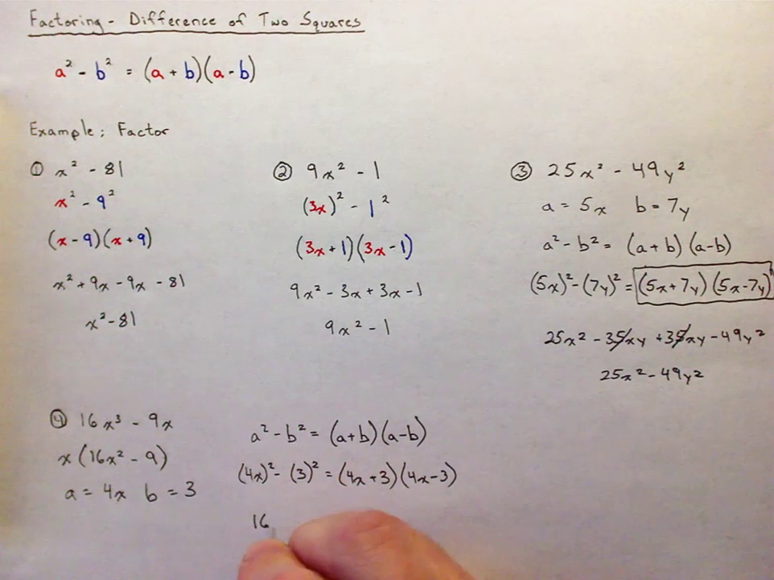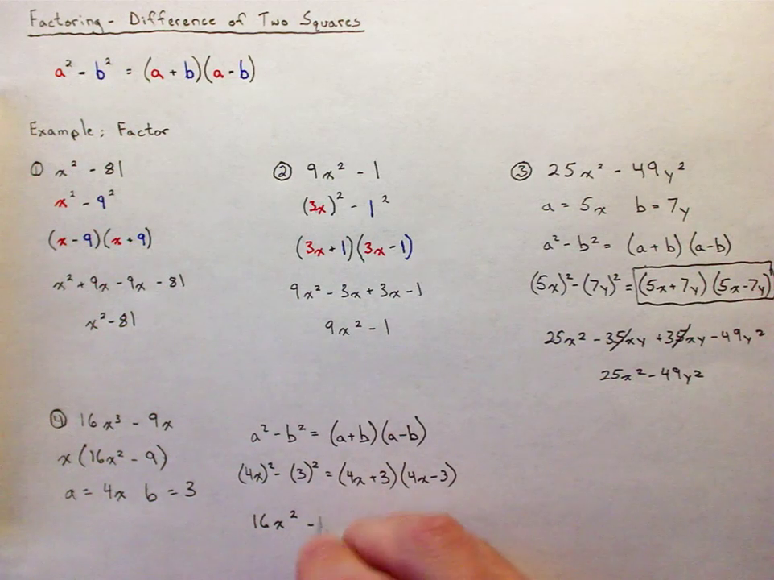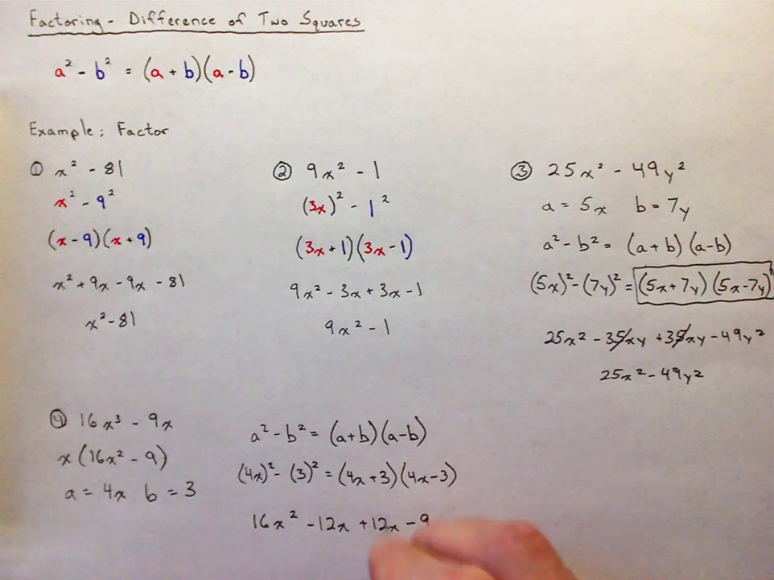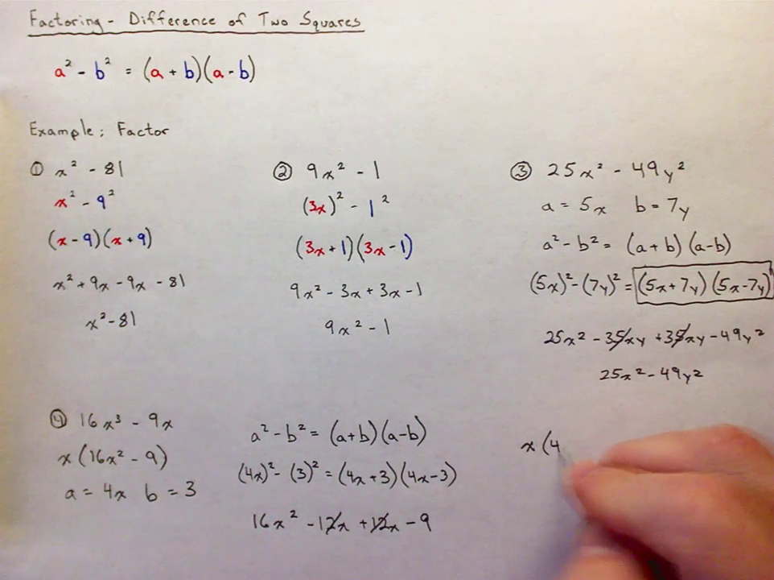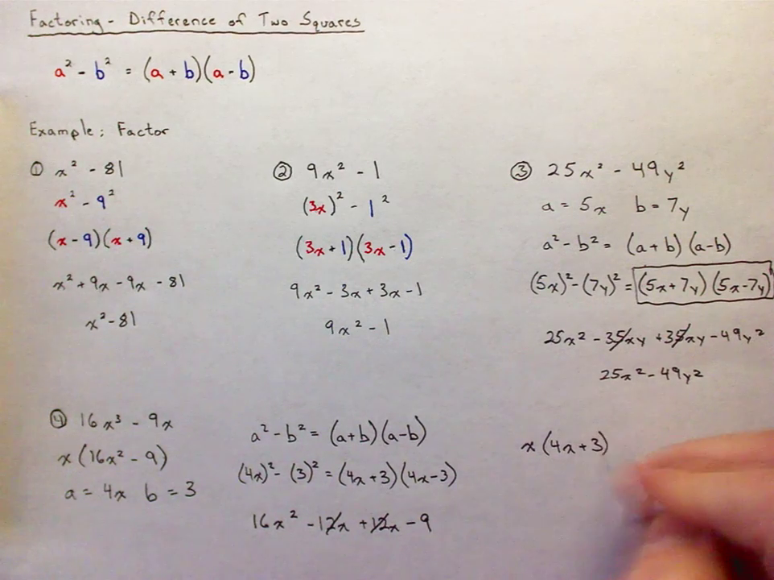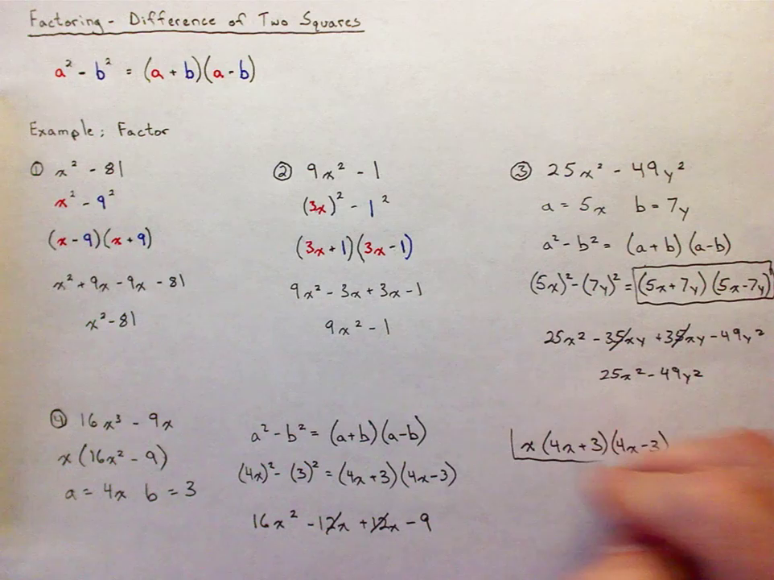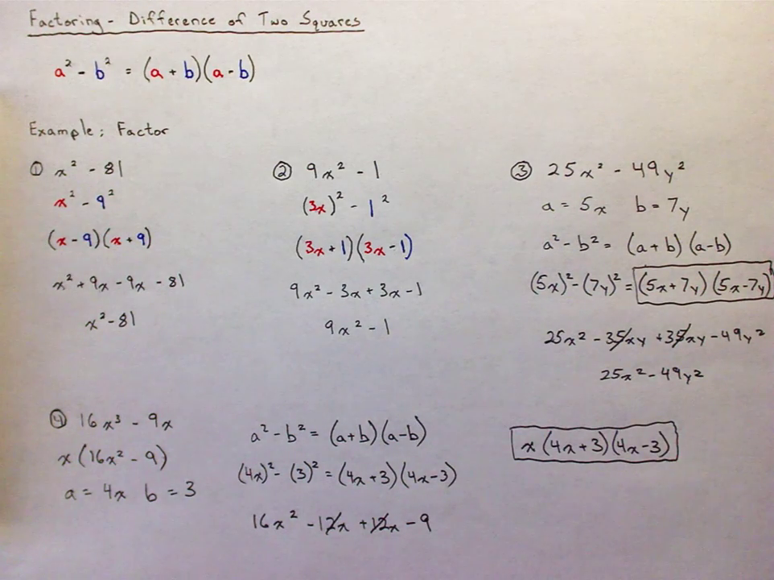Let's check. 16x squared minus 12x plus 12x minus 9. Those cancel. So there's one thing now that I have to add to my answer, so I'll rewrite it over here. X times 4x plus 3 times 4x minus 3. And that is the difference of two squares.